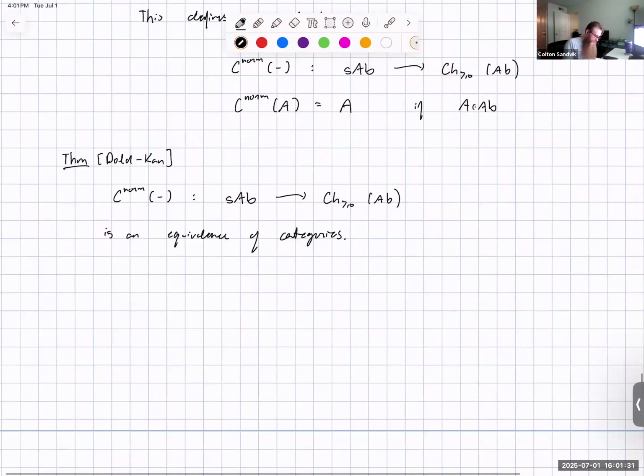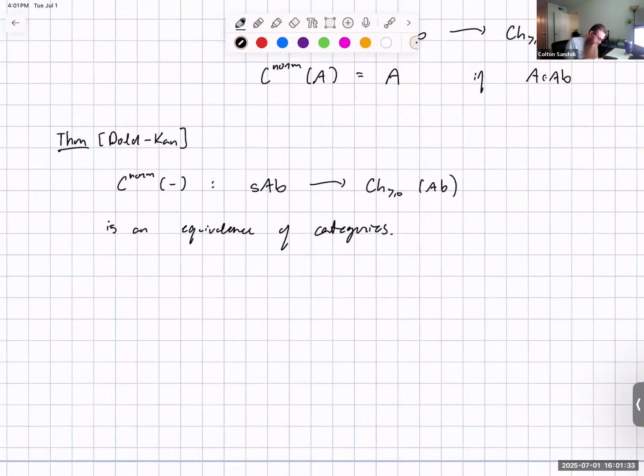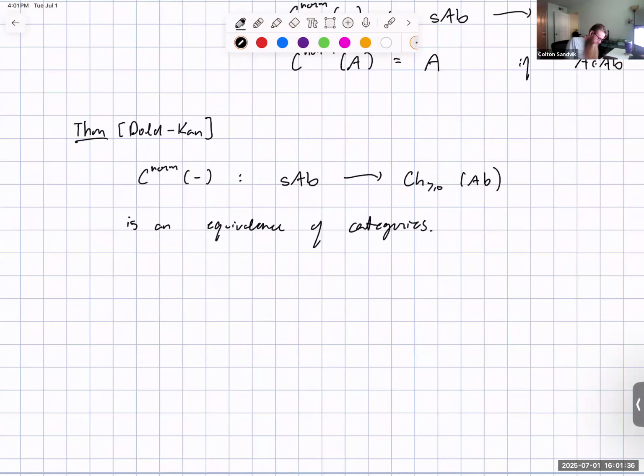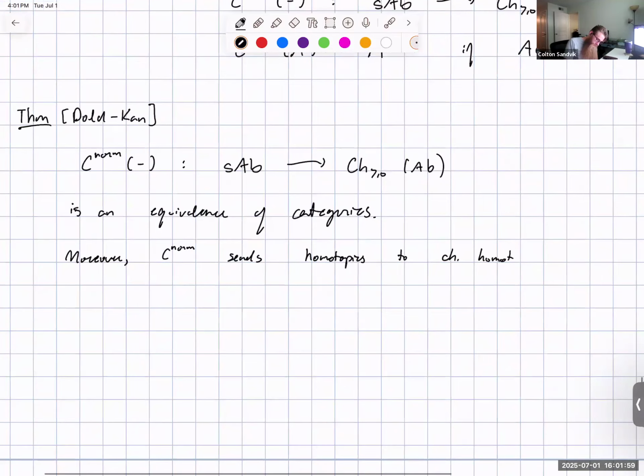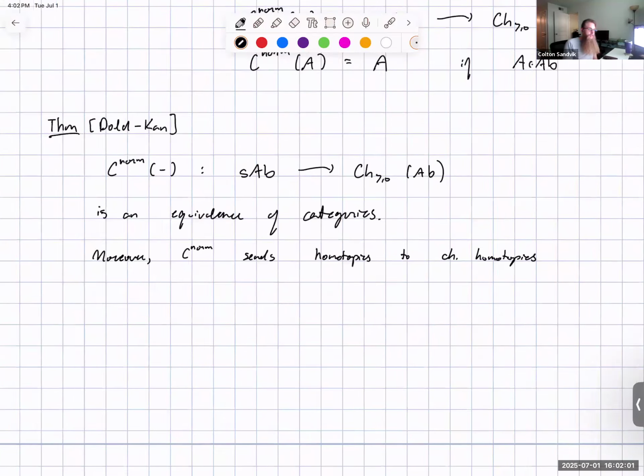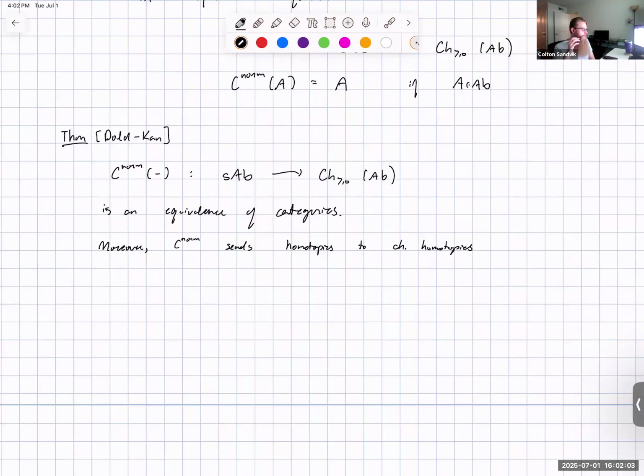Sorry, let me say one more thing about this equivalence. I'll also say that it has some homotopy theoretic properties. It sends simplicial homotopies to chain homotopies. So it's a little nicer than just being some abstract equivalence.